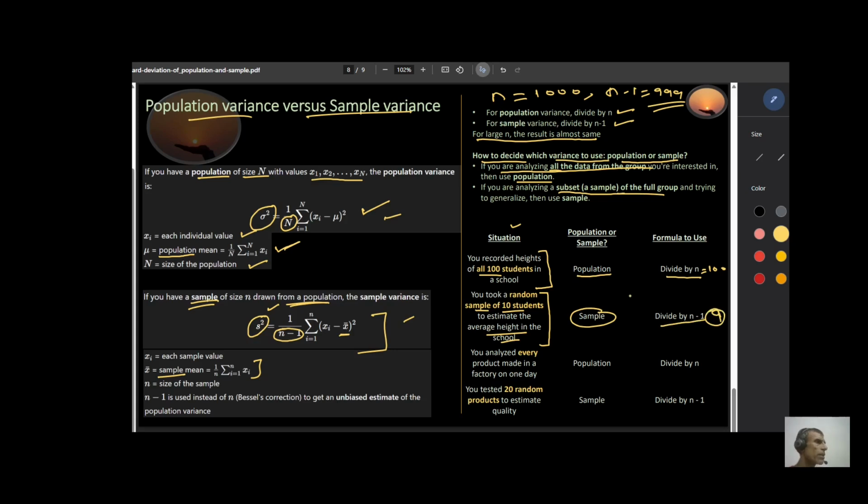All right, this one right here. Let's say you analyzed every product that is made in a factory in one day. Since you analyzed every single product, you're working with a population. You're going to divide by N. On the other hand, if in the same factory you tested only 20 random products tomorrow, in that case you're working with a sample, so you're going to divide by n minus 1. In this case, n minus 1 would be 20 minus 1, 19.